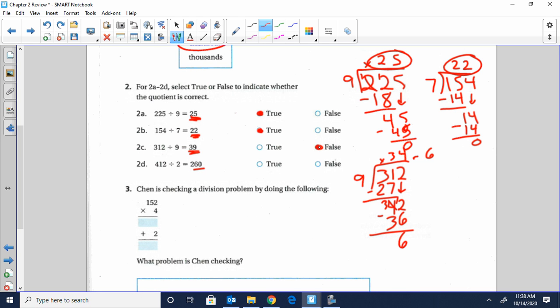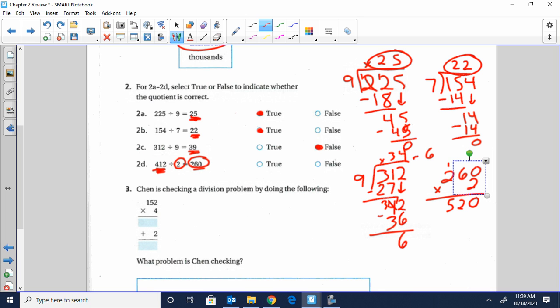Now, there is another way to solve these. Remember that we can always check division by multiplying the quotient times the divisor, and that will give us the dividend. So on this one, we could take 260 and multiply it by 2, and if this is correct, we should get 412. 2 times 0 is 0. 2 times 6 is 12. 4 plus 1 is 5, and I get 520, not 412.